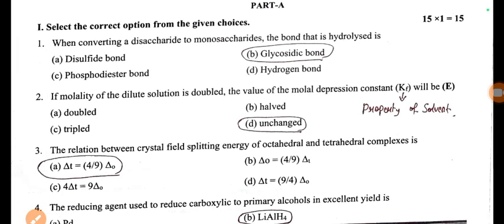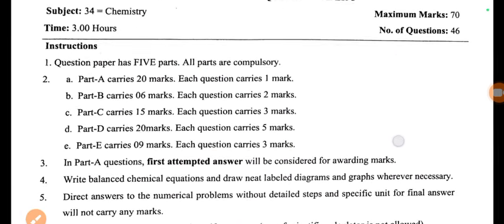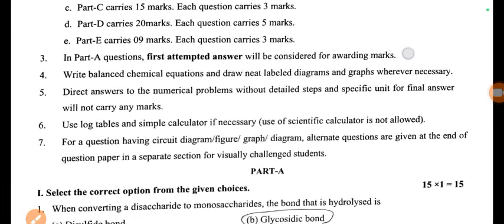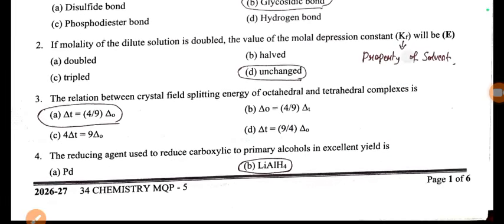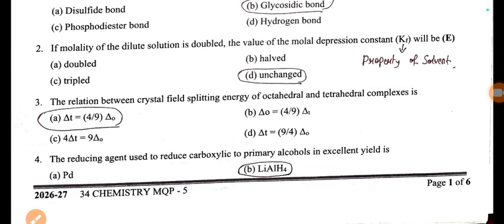As you can see, first question: when converting a disaccharide to monosaccharide, the bond that is hydrolyzed, we need to break the bond, and that bond is called the glycosidic bond. Second question: if molality of a dilute solution is doubled, the value of molal depression constant will be? Molal elevation constant and molal depression constant are properties of the solvent, so they remain unchanged.